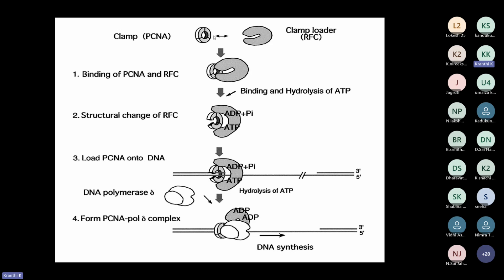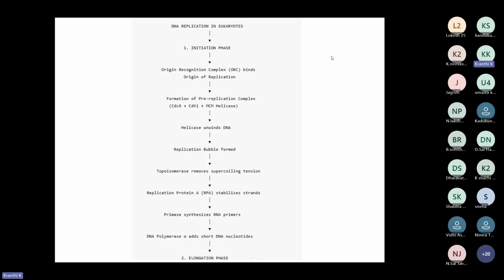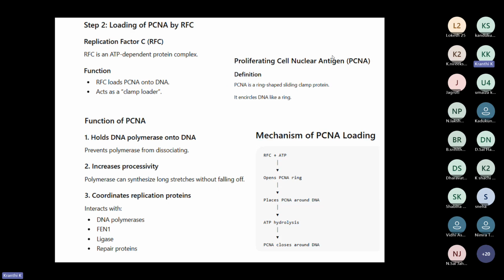So let us assume this is a clamp. This clamp will be loaded using this clamp loader. It loads the clamp onto this DNA. So what is this clamp loader? Clamp loader is called the RFC. RFC means replication factor C. What is the clamp here? The clamp is PCNA, that is proliferating cell nuclear antigen.